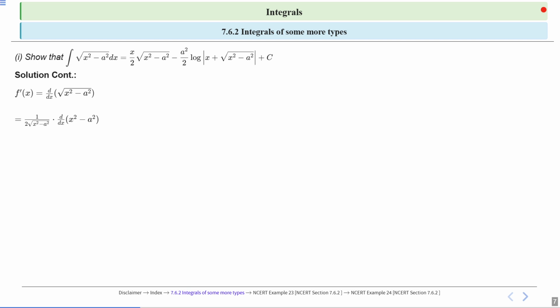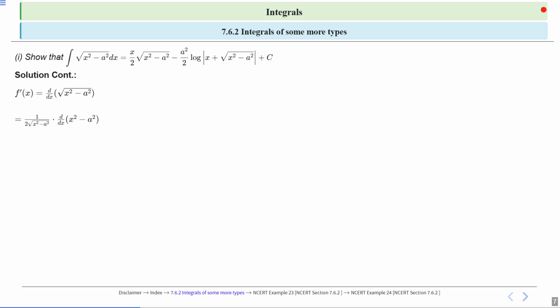According to the chain rule, if we differentiate a function d/dx of [f(x)]^n, the formula is n into [f(x)]^(n-1) into the differentiation of f(x). Here the value of f(x) is x² minus a² and the value of n is 1/2. So when we apply the chain rule, we get n, that is 1/2, into [f(x)]^(n-1), that is 1/2 minus 1, which is minus 1/2. So the square root comes in the denominator. So we get 1/2 into root under x² minus a².